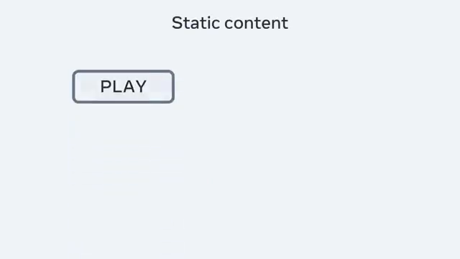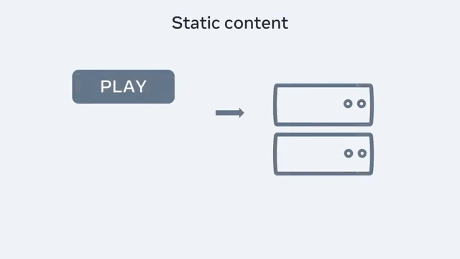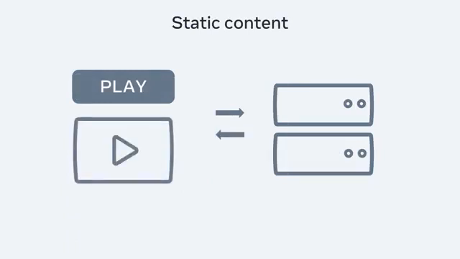Say, for instance, you want to watch a video on a website. You click on the play button and a request is sent to the web server. The web server responds by sending the file to your browser. Now, how does this compare to dynamic content?